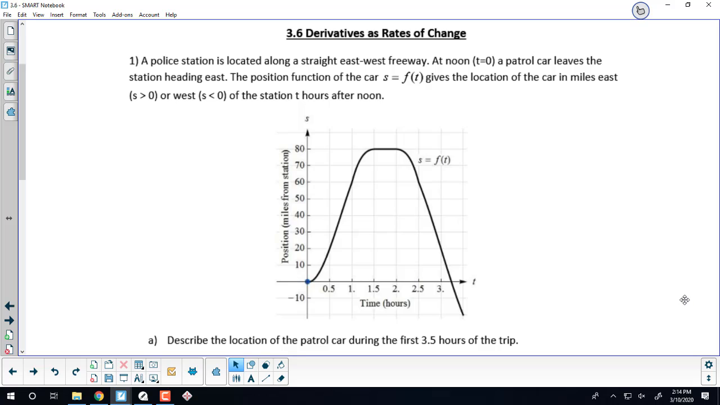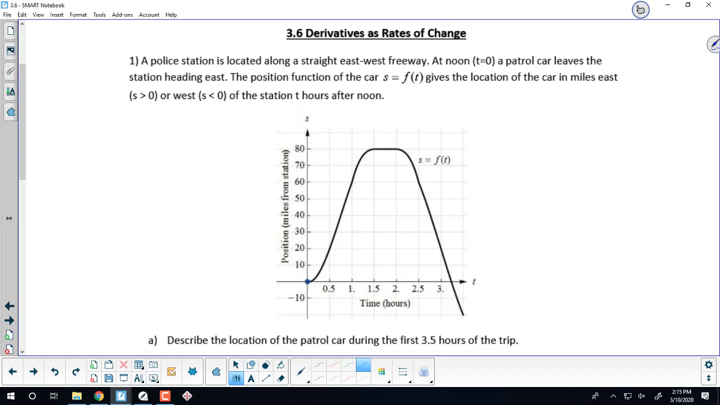It's sort of like one-dimensional motion that we're looking at, motion along a line. In example 1, it says a police station is located along an east-west freeway, so that's our line. At noon, when time is 0, the patrol car leaves the station heading east. This is the position function of the car. s is f of t. It gives the location of the car in miles east when s is positive, or the location of the car in miles west when s is negative, t hours after noon.